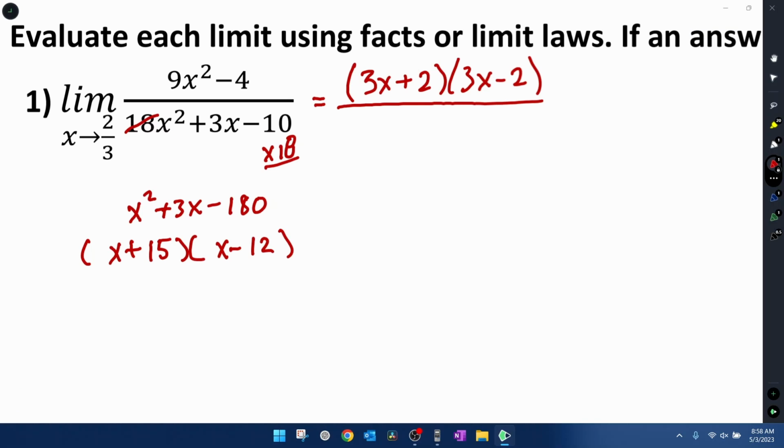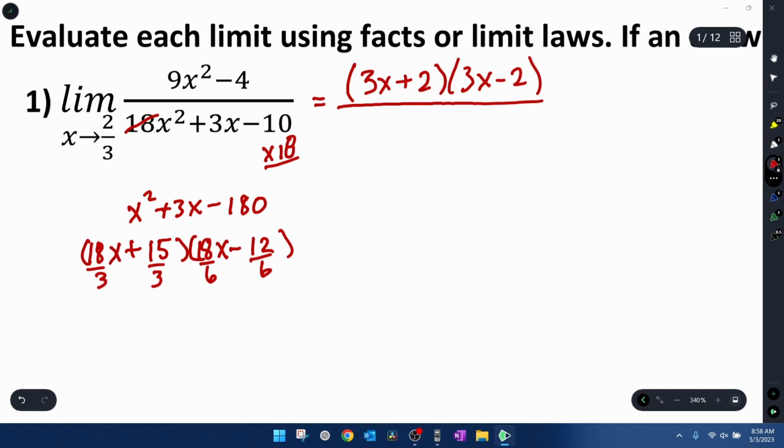Now the second R, remember first we remove the 18, then we need to replace the 18 in front of each x, and the third R is reduce. 18 and 15 reduced by 3, 18 and 12 reduced by 6, and that's going to give us 6x plus 5, and on the other one we're going to have 3x minus 2. And so that's how this trinomial is going to factor: 6x plus 5, 3x minus 2.